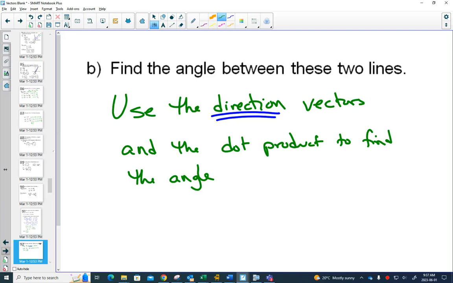The number one mistake when this question comes up to find the angle between the two lines is that students don't use the direction vectors, they just use the position vectors. But those position vectors don't show you the angle between. You have to use the direction vectors. The bell's gonna go, we're gonna leave this to solve for tomorrow.